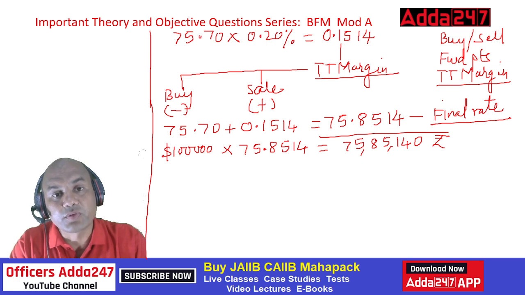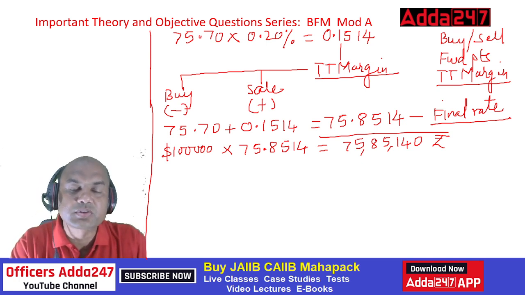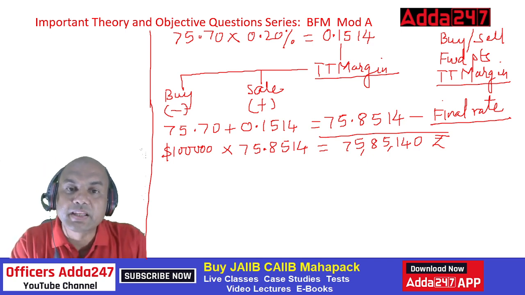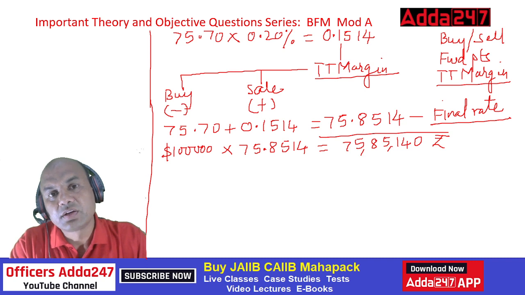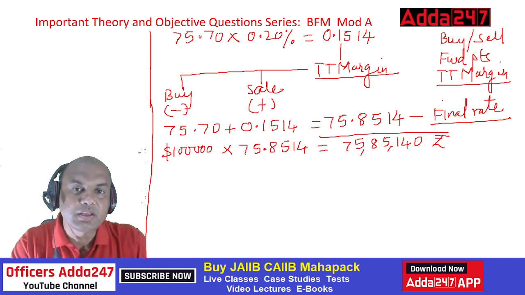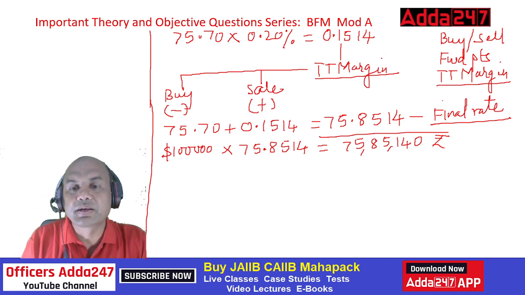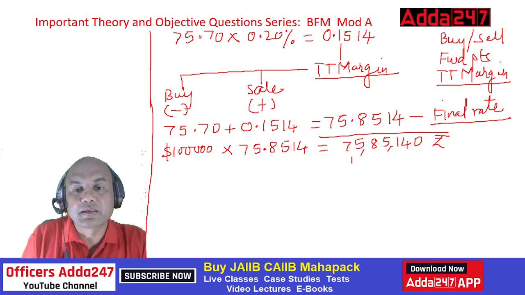Right? I'm booking a forward contract. So should I debit the customer or should I credit the customer? Remember, I'm selling the dollar, selling. Okay. So dollar is going out, so rupees will come in. Rupee will be debited to that customer. So this much amount will be debited. That's a basic thing, debited. So this is debited to the customer.